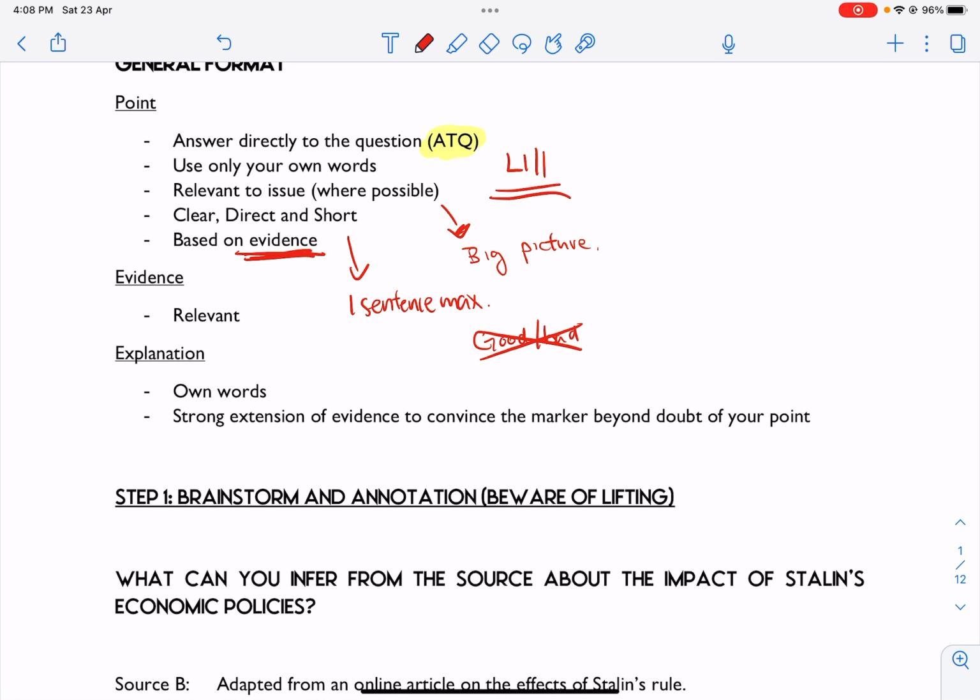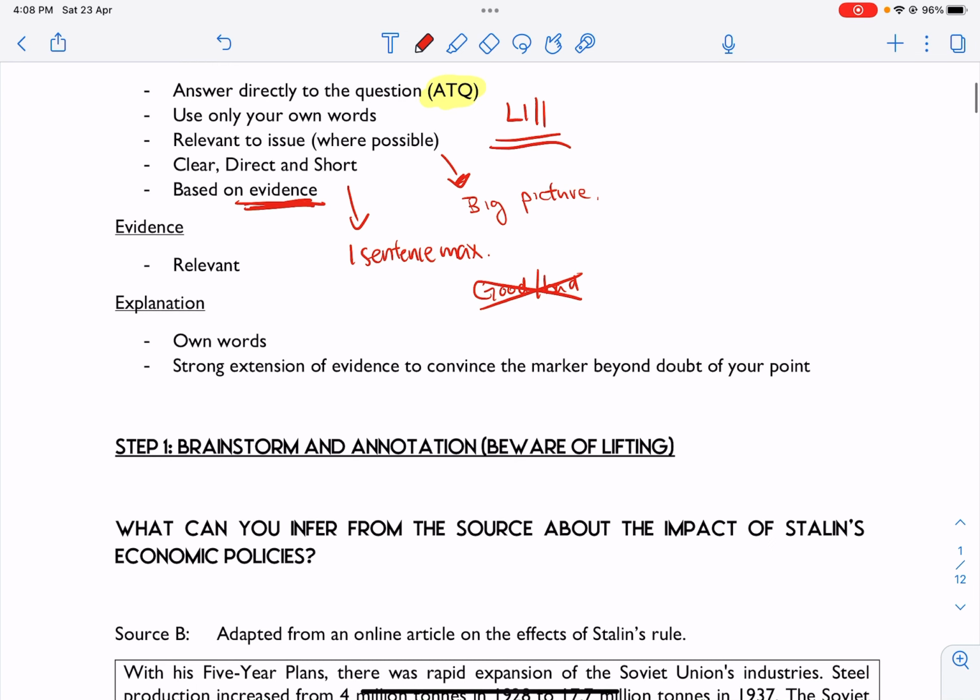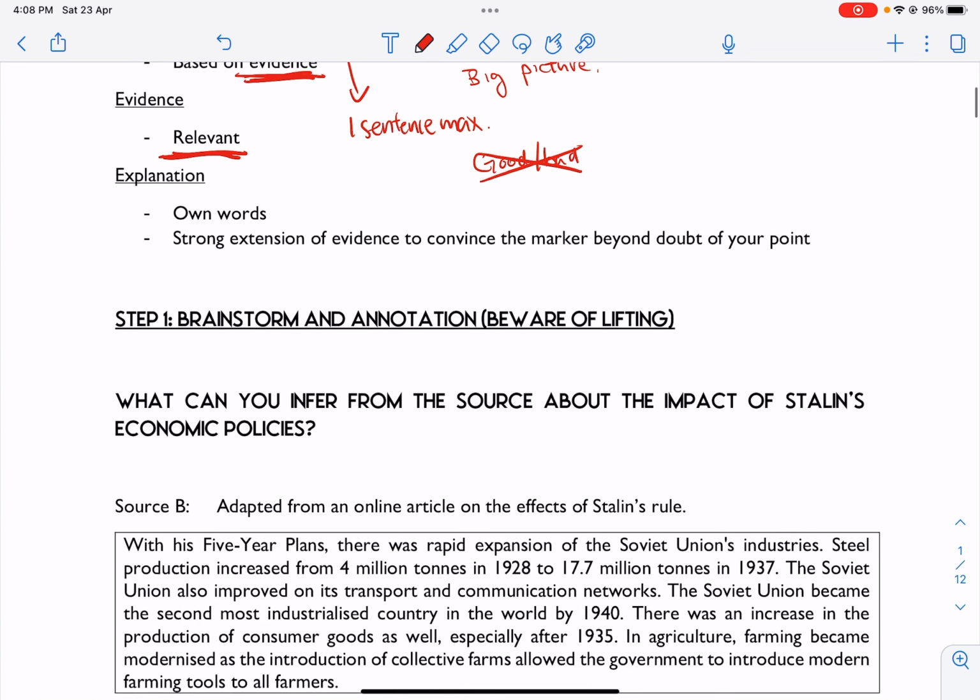For evidence, it's very simple. Just make sure that it is relevant. All the characters that you have in your inference, make sure that it is also seen in the evidence. And lastly is your explanation. Again, please use your own words. And then second thing is, what exactly is an explanation? It is actually a strong extension of your evidence.